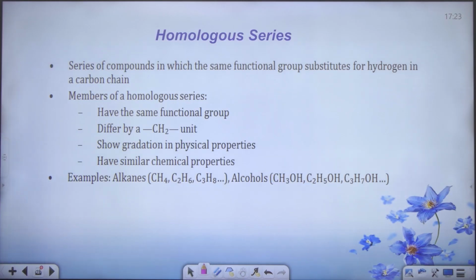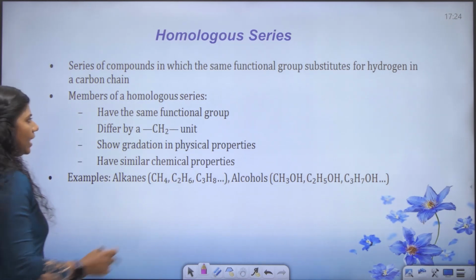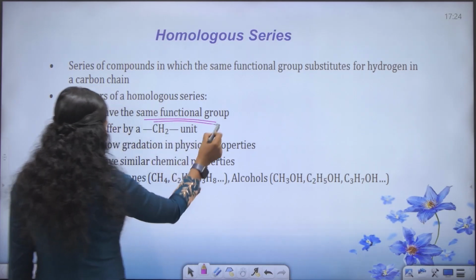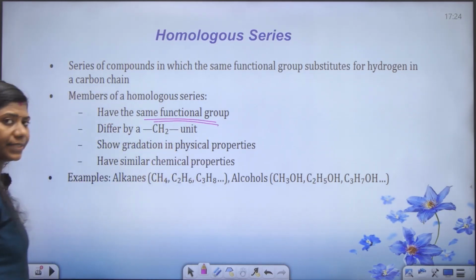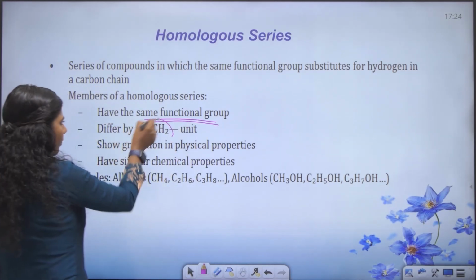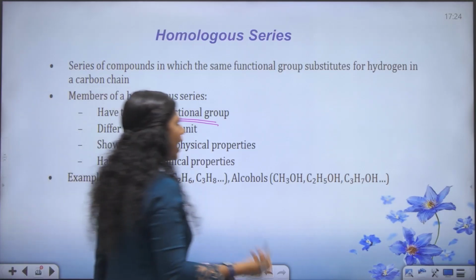Homologous series. Homologous series means the series of compounds in which the same functional group substitutes for hydrogen in a carbon chain. Members of a homologous series have the same functional group and differ by a CH2 unit.